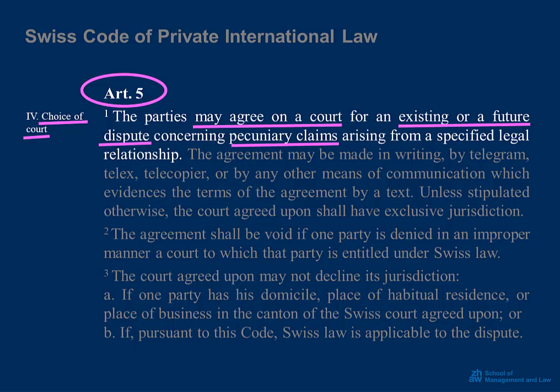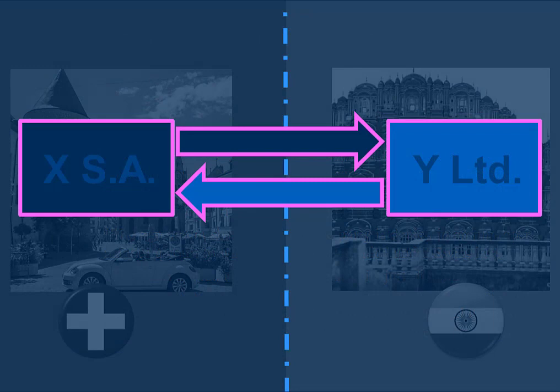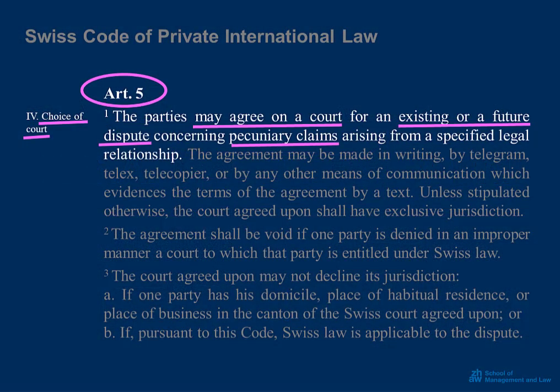This can be done in the original contract in the form of a choice of court clause. But even if there is no choice of court clause in the original contract, the parties still have the option of agreeing on a court later on for an existing dispute, for a dispute that has already arisen. And this remains an option, of course, in the present case, since it is about pecuniary claims.